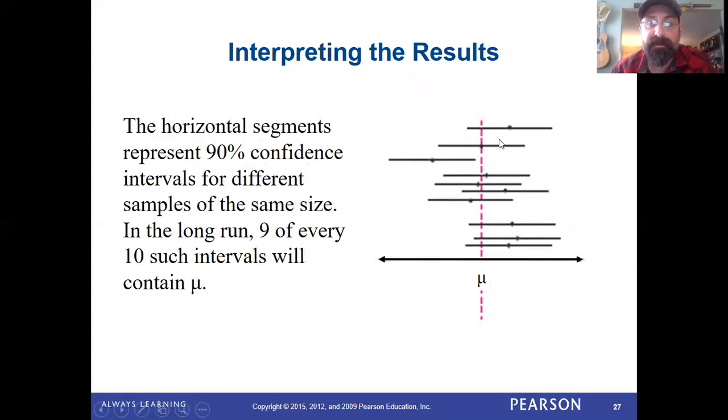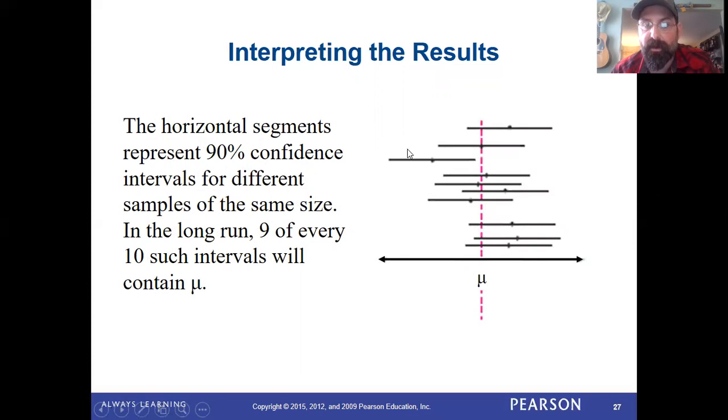Pictorially, it's easier to see. If I did this 10 times, so here's a confidence interval for a sample of 20 students, and then we do it again, 20 other students, and we get all these. There are 10 of them. A 90% confidence interval says that 90% of these should contain the actual mean mu. And notice the mean mu here is represented by the pink line. And 1, 2, 3, 4, 5, 6, 7, 8, 9 of them do contain it.